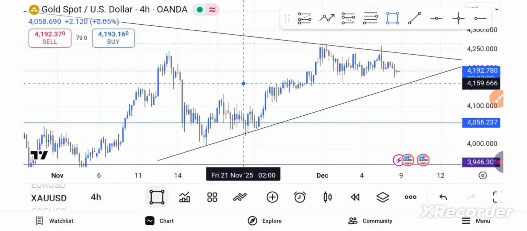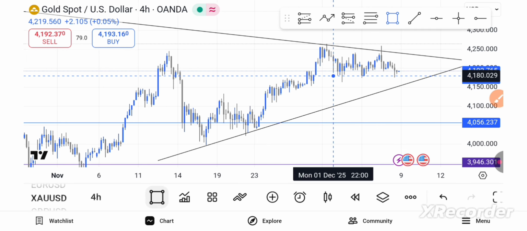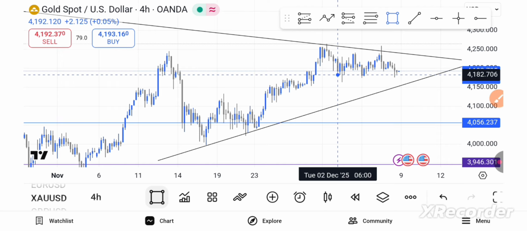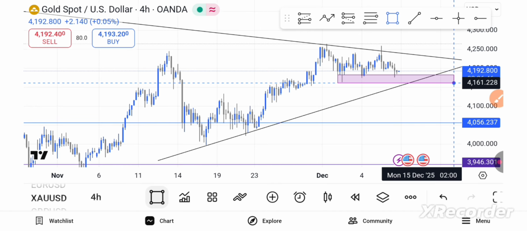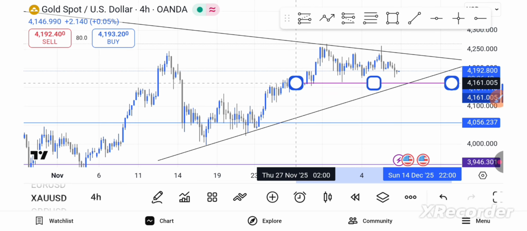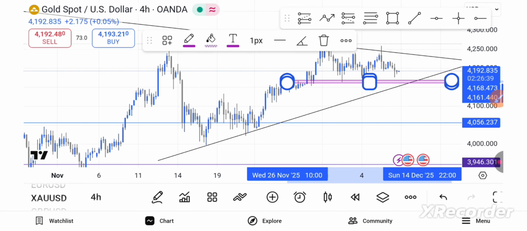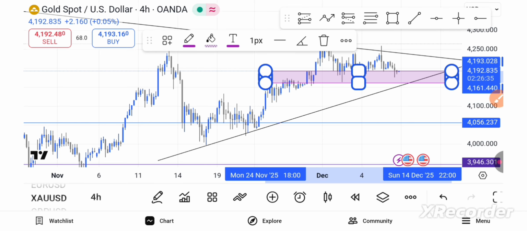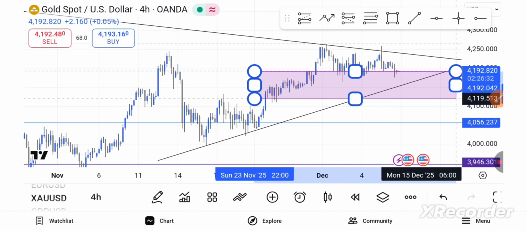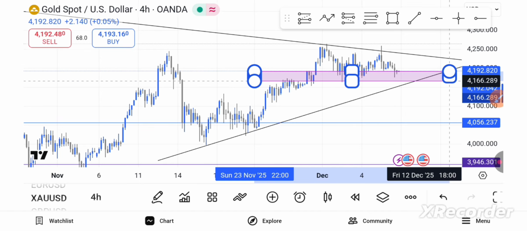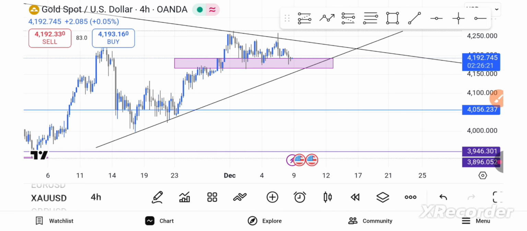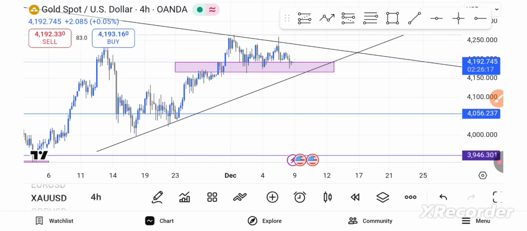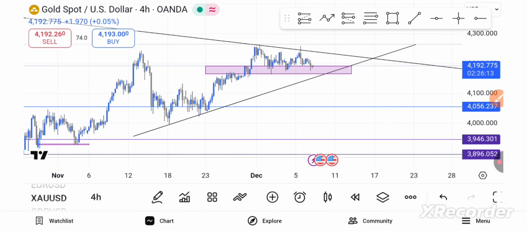Okay, so from this 4 hour time frame, you're gonna mark this area. So does it make sense? Yes, fine. So we are actually marking that area, expecting the market to do what?